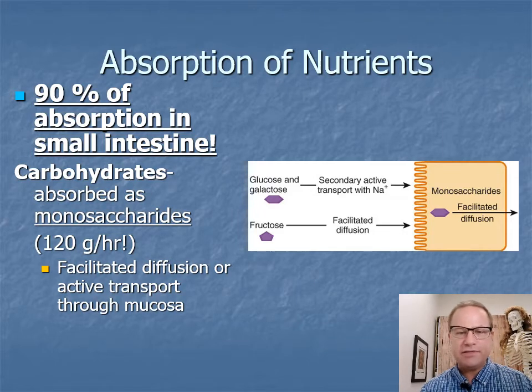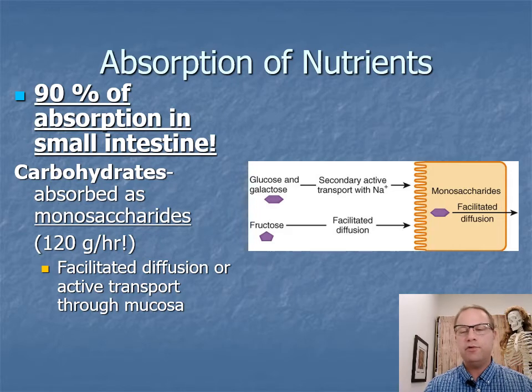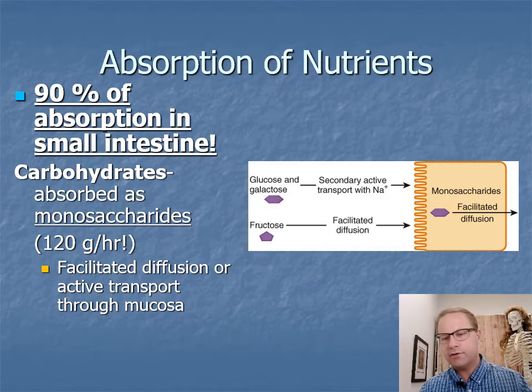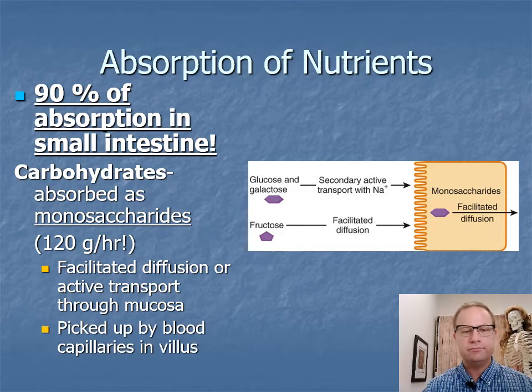Okay, so what happens here? Take a look at the left-hand side. We have glucose or galactose, an example of a simple sugar. It moves into our cells through secondary active transport, or it can move in through facilitated diffusion. And then once it gets into that cell, it's going to move across the brush border and into our capillaries through something called facilitated diffusion. So bottom line here is it's pretty simple. It moves across either by secondary active transport or simple diffusion.